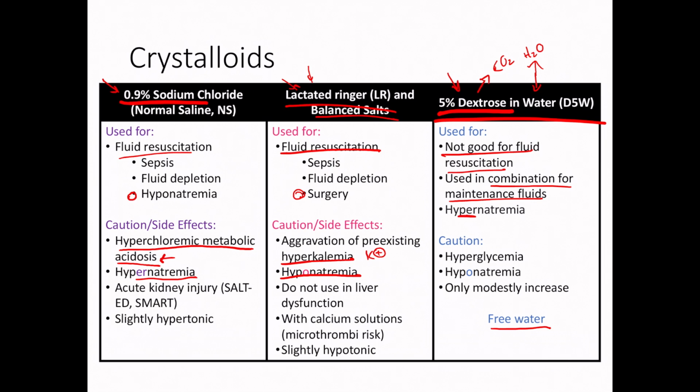And it is actually slightly hypotonic. So if a patient is hypotonic at the time of needing fluids, you may want to avoid lactated ringer or other balanced salts. D5 water, you do want to avoid if a patient has high glucose or low sodium, because as I mentioned before, it's actually used in hypernatremia to decrease sodium. And it only modestly increases your overall volume because of how it works. So for that reason, if a patient is severely hypovolemic, you do want to avoid D5 water. Again, it's because it's free water.